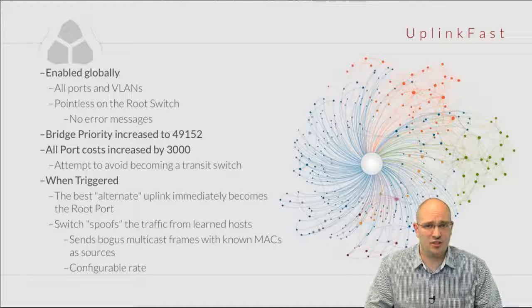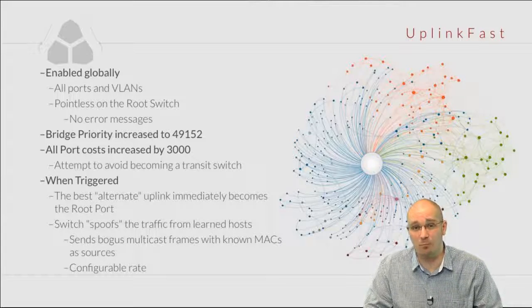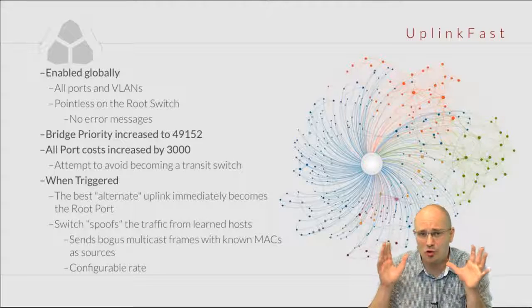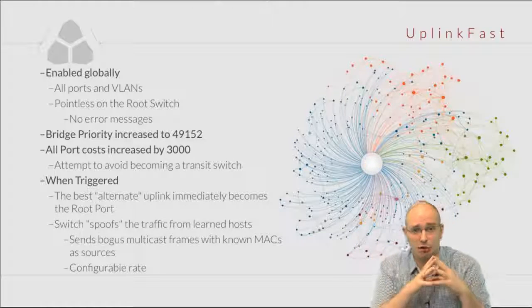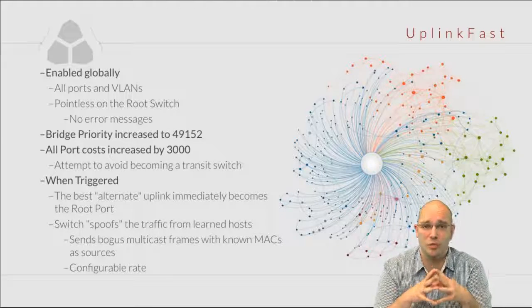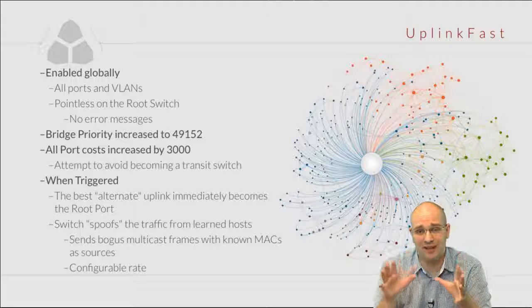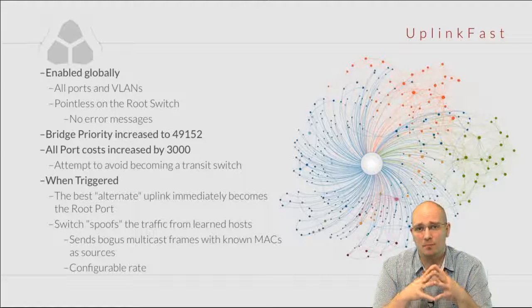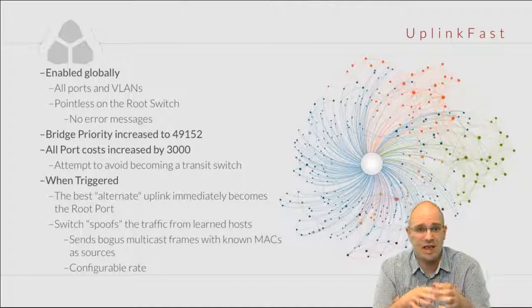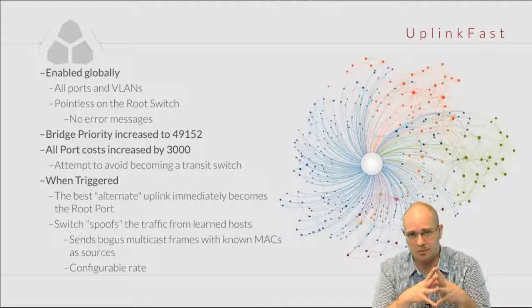When UplinkFast is triggered, that means when we have lost the uplink port that we used as the root port, a couple of things are going to happen. First, the best alternate port is going to be immediately promoted to the root port. And you should note that I put the alternate there under quotes, because alternate has a special meaning when used in combination with rapid spanning tree, and this is not it. By alternate here, I simply mean a port that is not the current root but is receiving BPDUs. In other words, it's not a designated port.